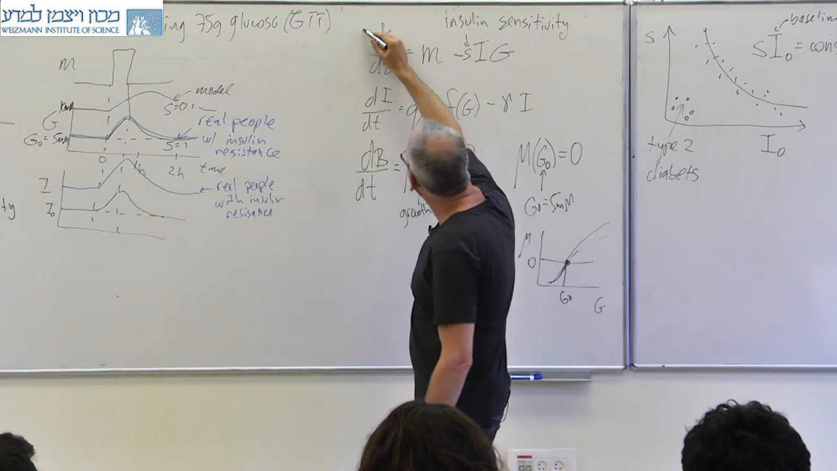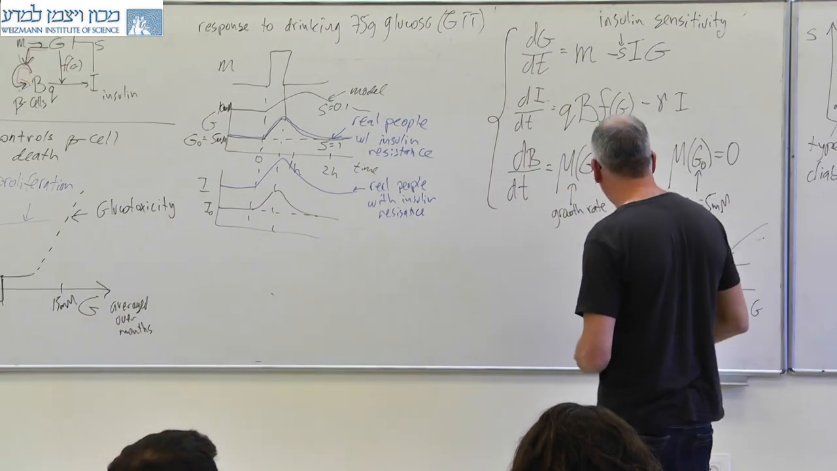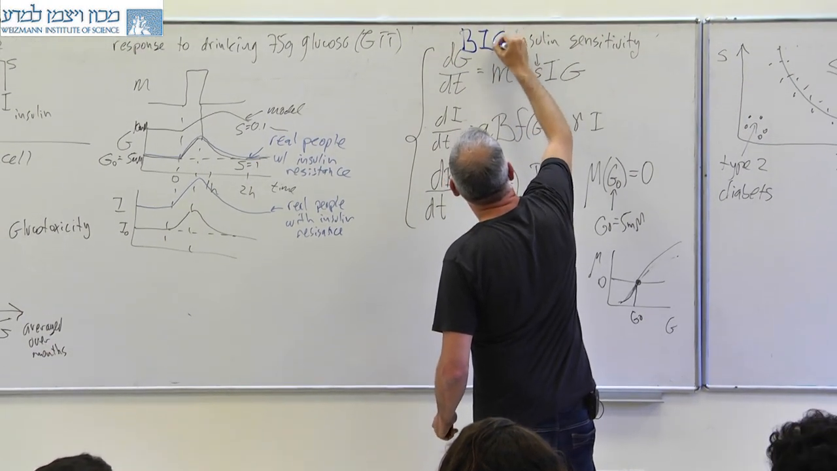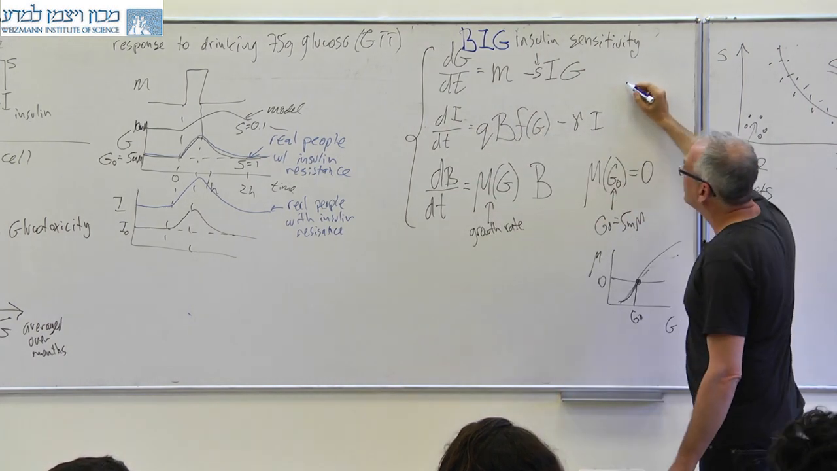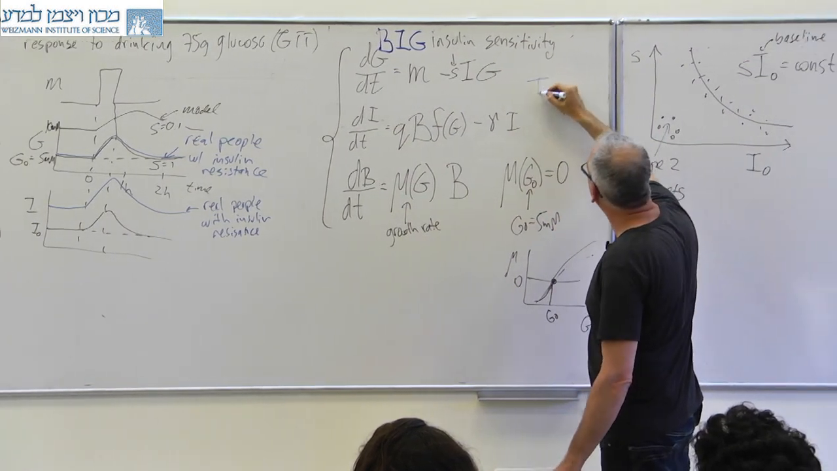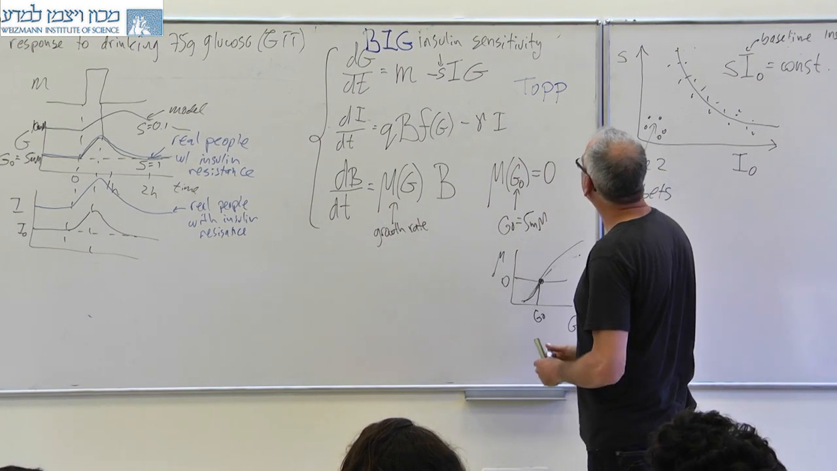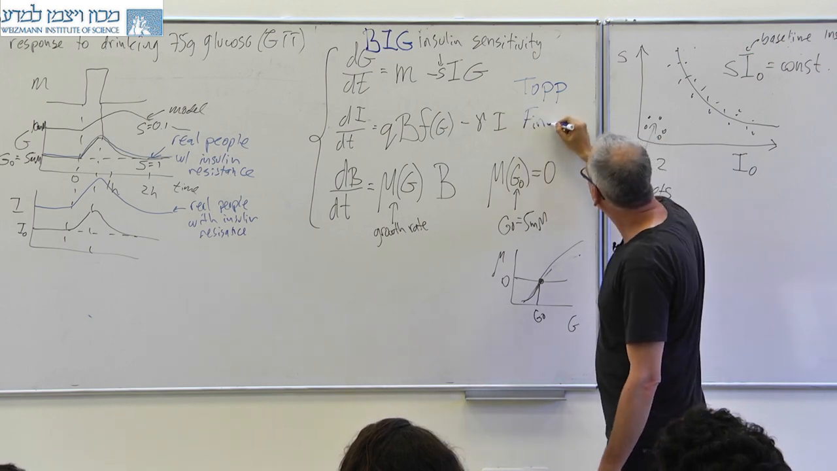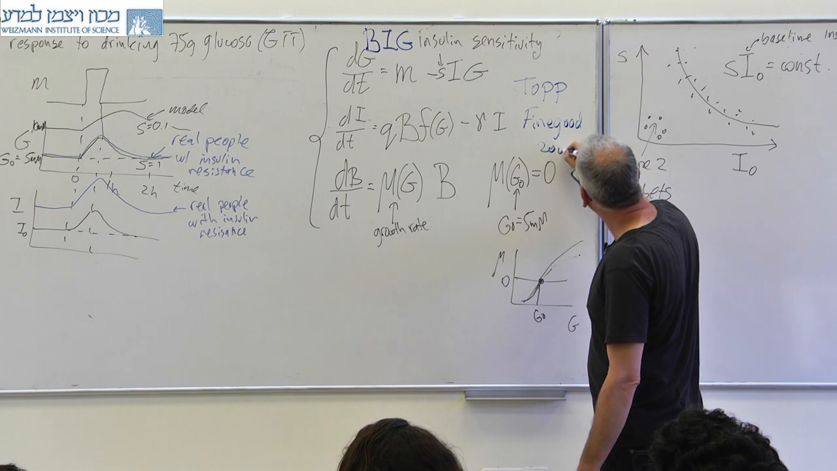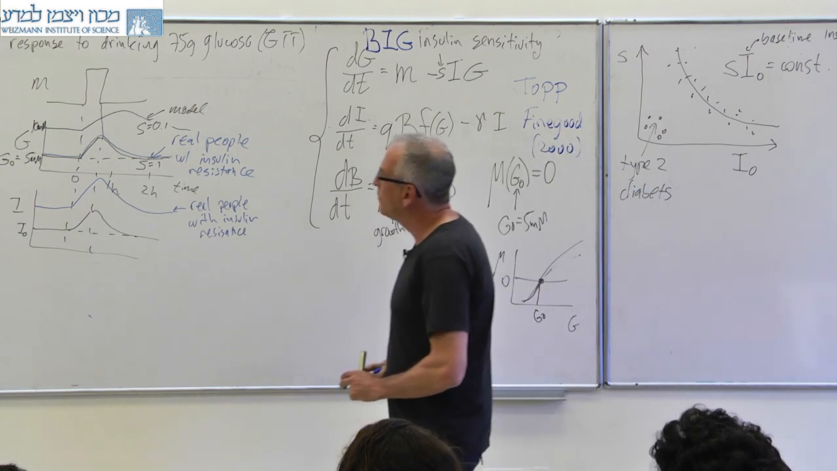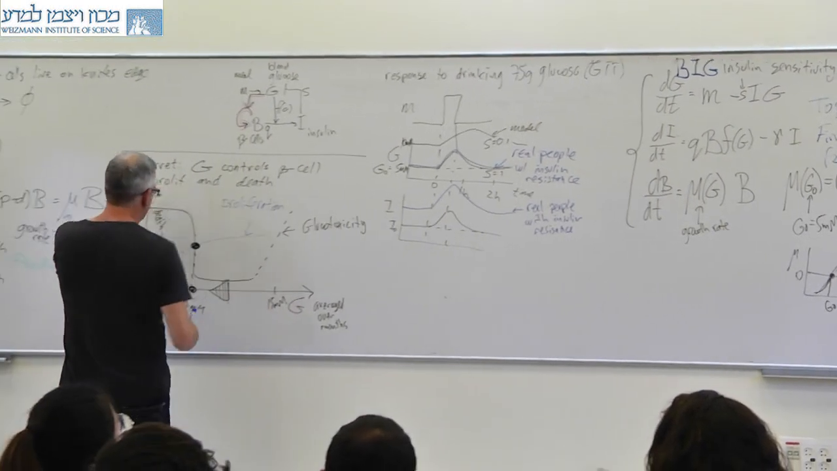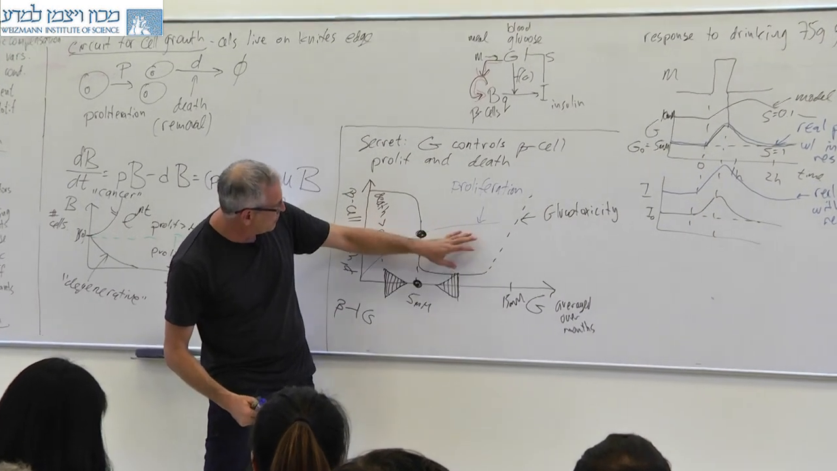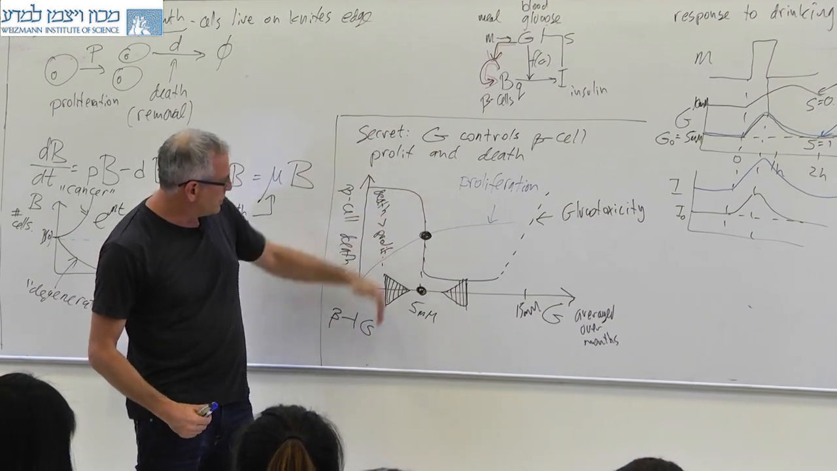So this model now is the big model, the beta cell insulin glucose model. And I'm going to write down the people who wrote it, Topp and Diane Feingood, in 2000, based on earlier experiments on islets, beta cell islets, where you find this optimal range, the highest difference is around 11 millimolar, 5 millimolar, and there's a crash here.